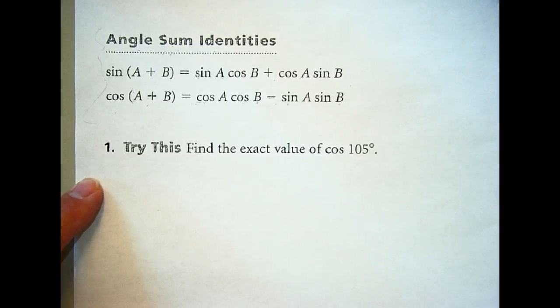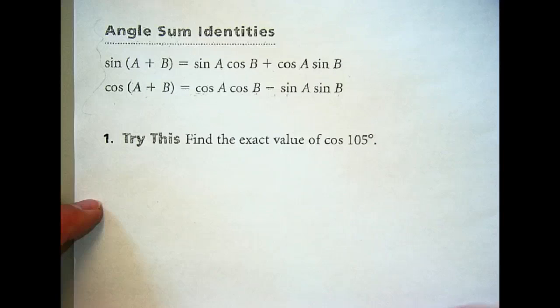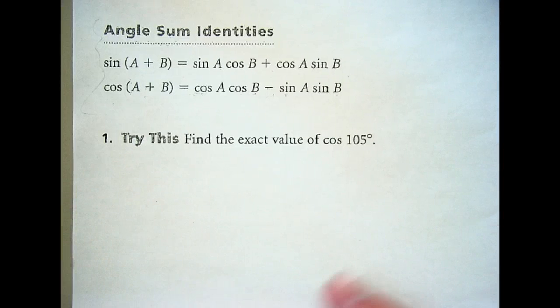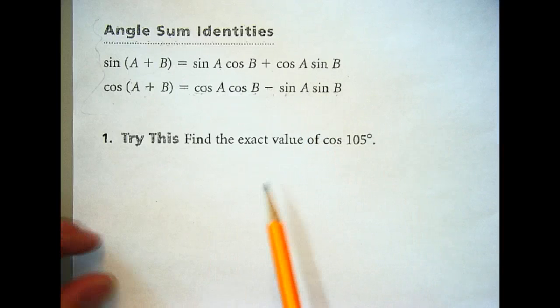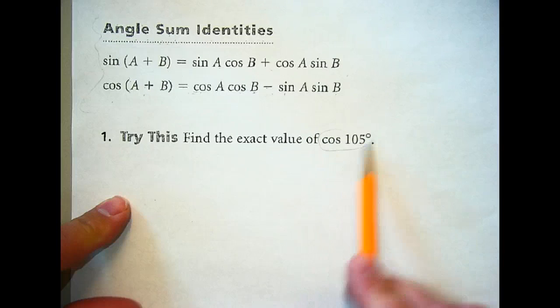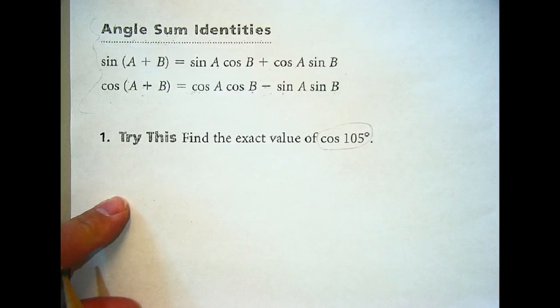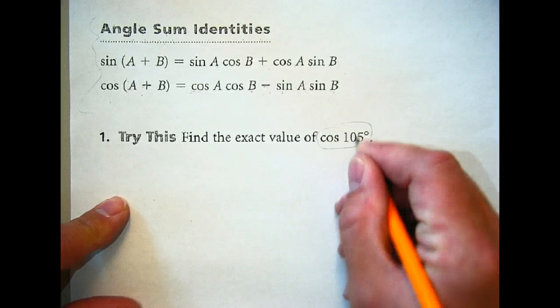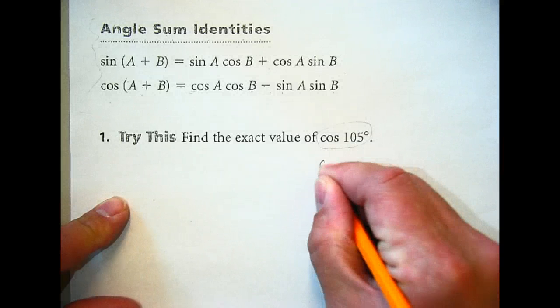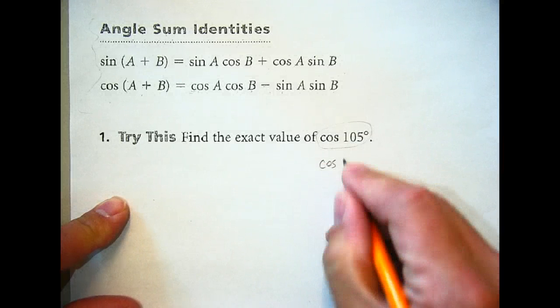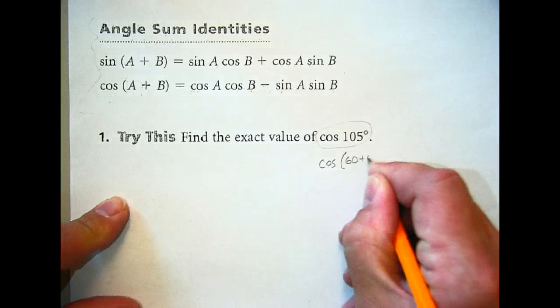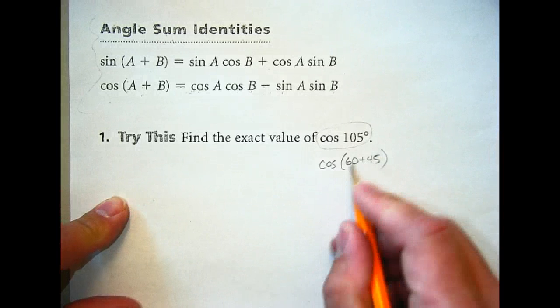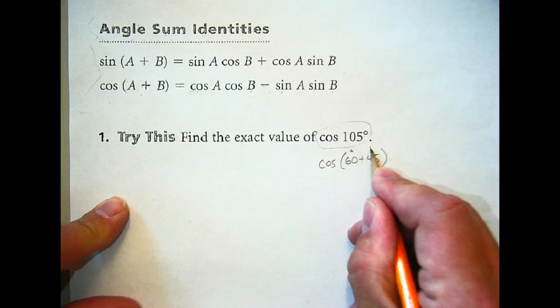You'll be using them as you work to simplify different expressions. We use them when we don't have special angles. Like, for instance, cosine 105. That's not a special angle, but we can write it in terms of special angles. Those two special angles that add up to 105 are 60 and 45. So we have 60 plus 45. This would be considered A, and that one would be considered B.